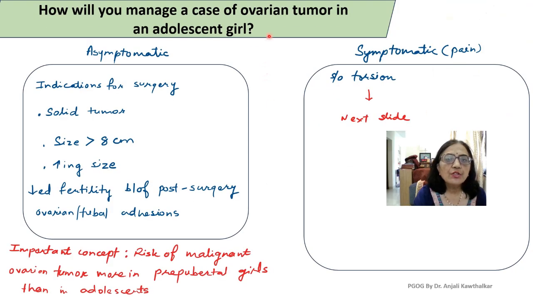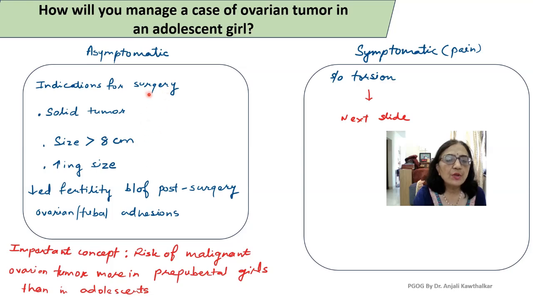How will you manage an ovarian tumor in a young adolescent girl? If it is asymptomatic, the indications of surgery are specific. If it is a solid tumor, we have to operate. If it is cystic but the size is greater than 8 centimeters, we can operate. Or if it is kept under follow-up and increasing size is seen, then we should operate.